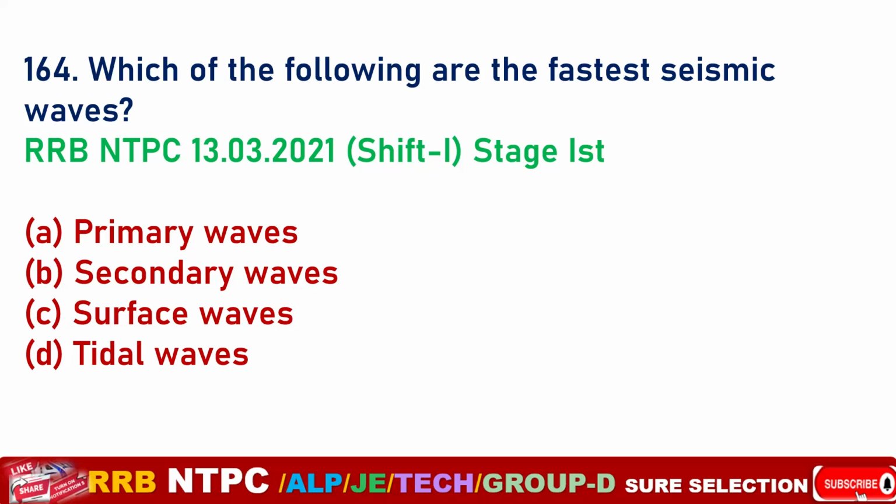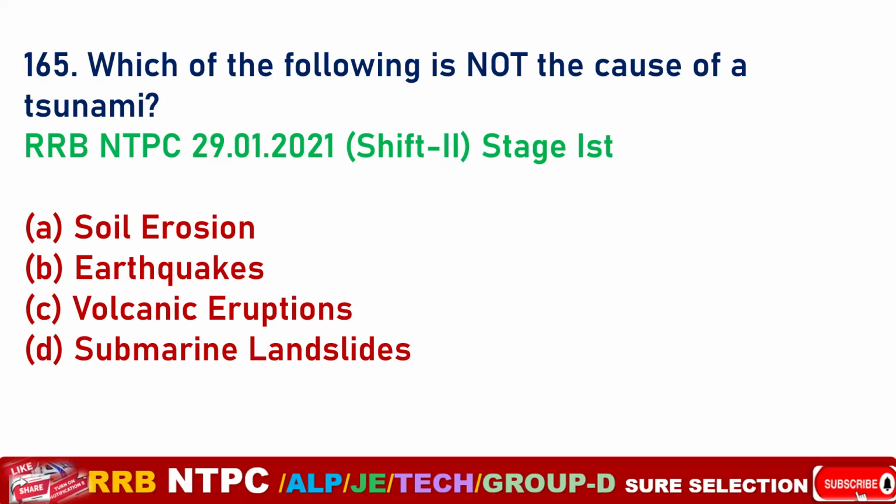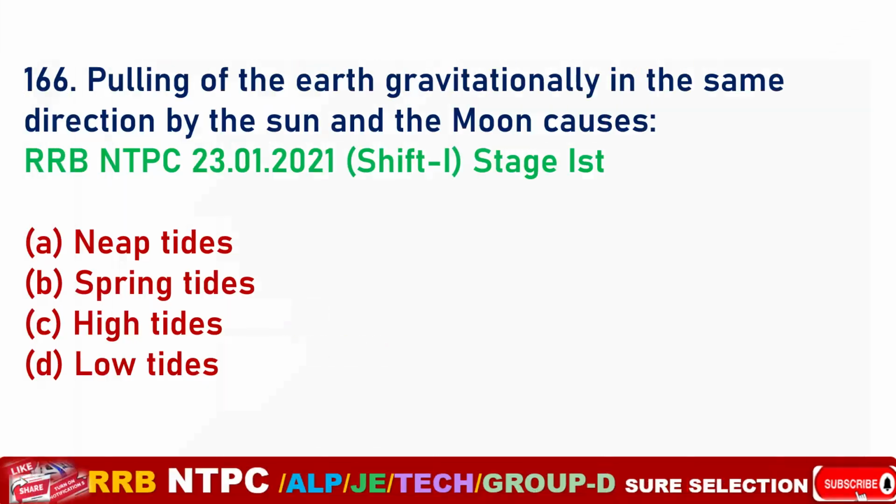So I hope you have got the answer. These are primary waves. Which of the following is not a cause of tsunami? Soil erosion is not a cause of tsunami. Earthquakes, volcanic eruptions, and submarine landslides are causes of tsunami. The pulling of the Earth's gravity in the same direction by the sun and the moon causes spring tides.